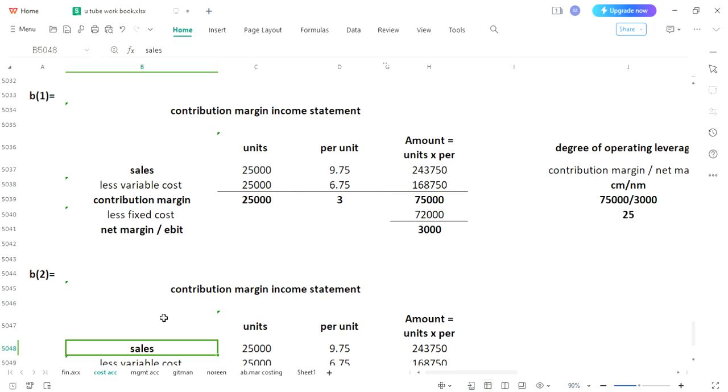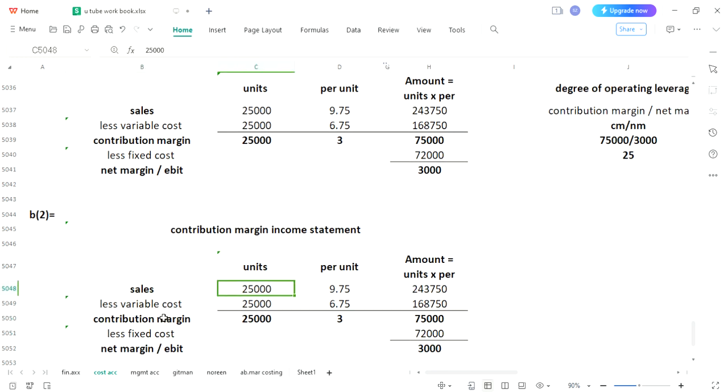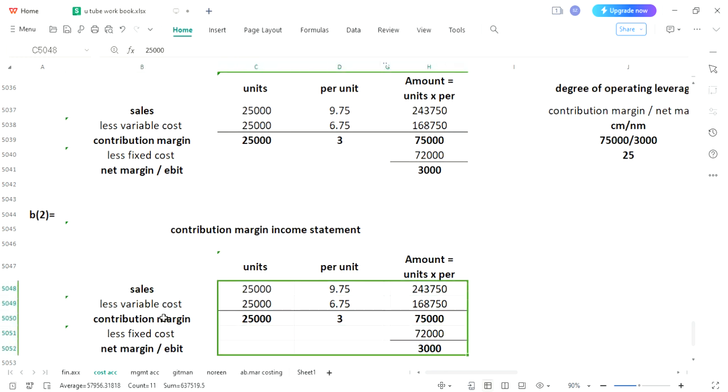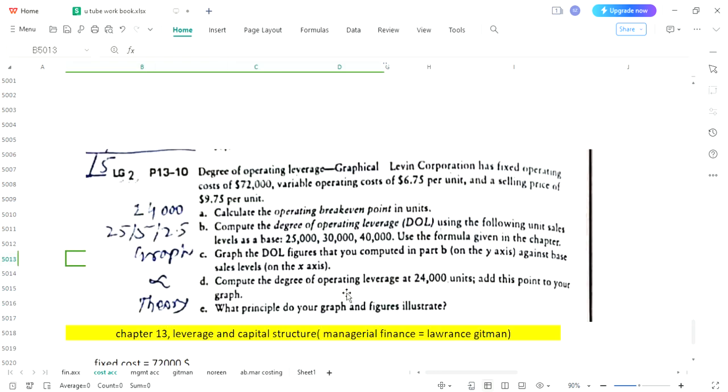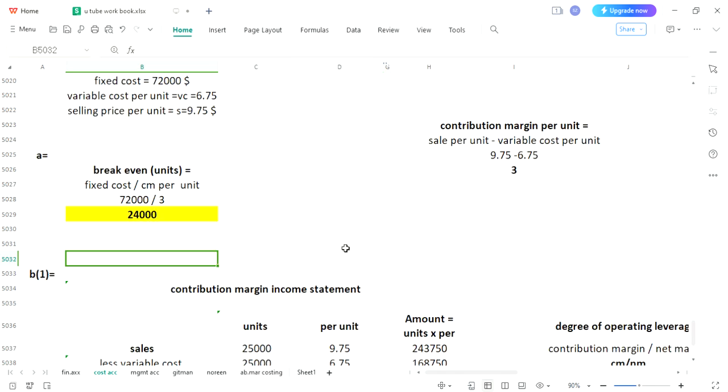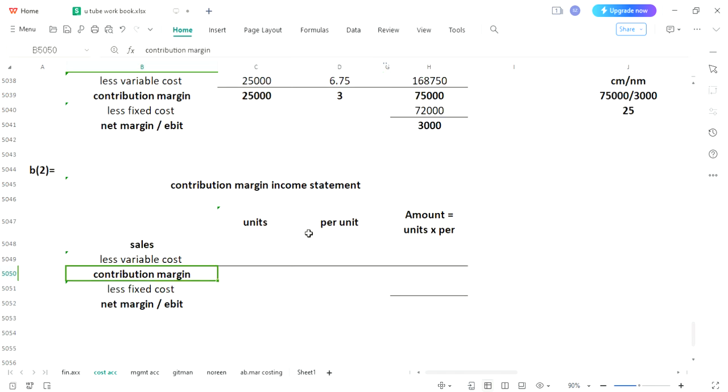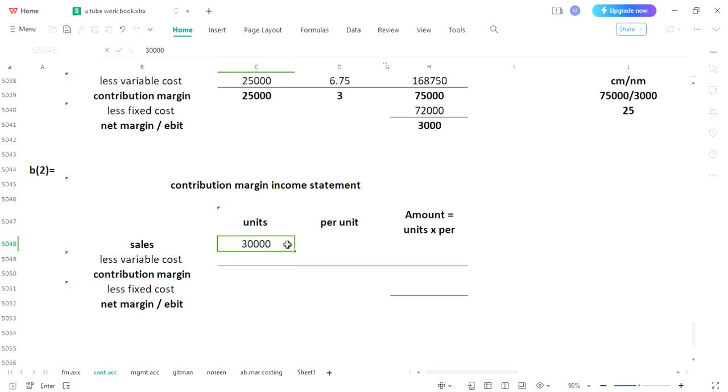Over here the headings would be the same but the amounts would be different, as in the second part we will be calculating earnings before interest and tax for 30,000 units. So first we will put 30,000 units for sales, and as described earlier, units sold would be equal to units of variable cost and also equal to units of contribution margin.